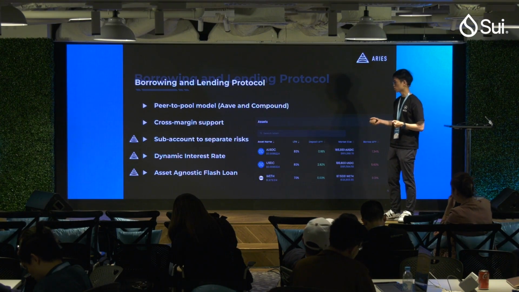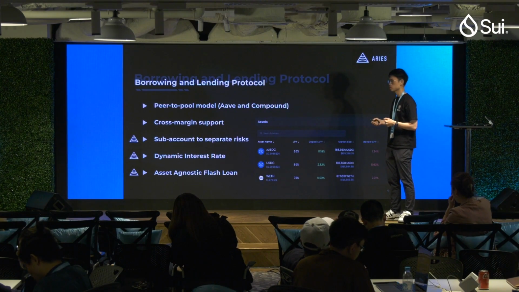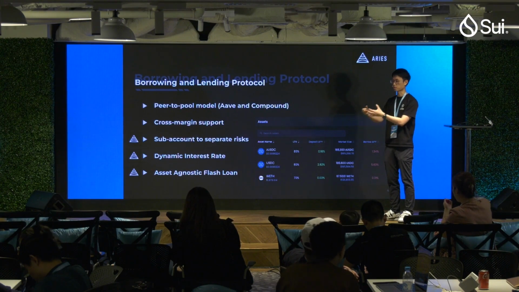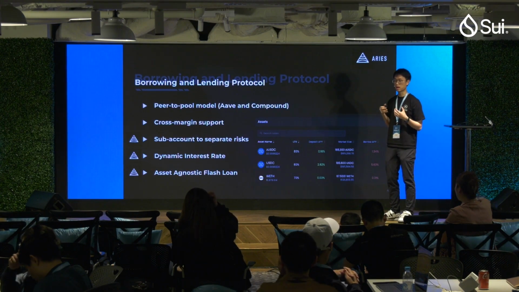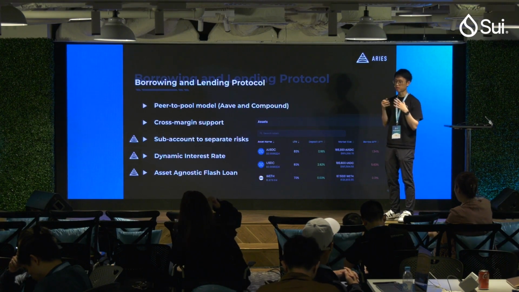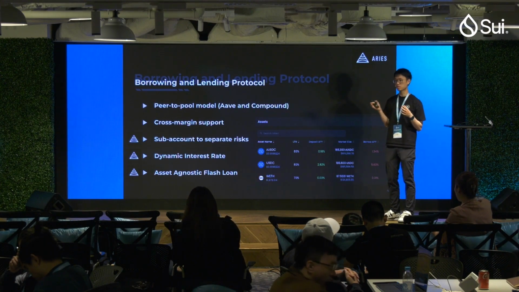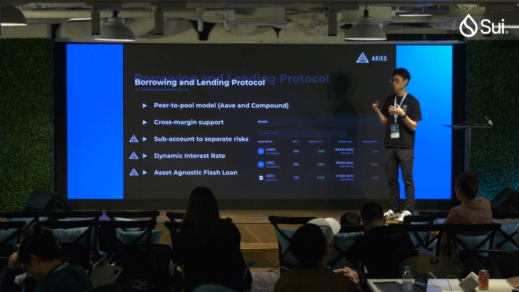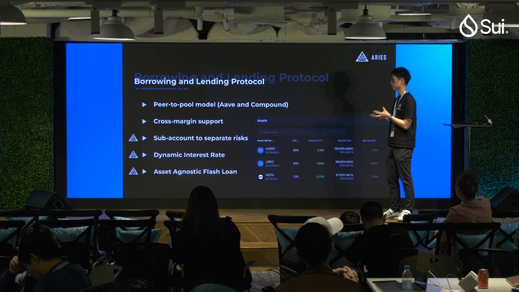And finally, we support asset-agnostic flash loans. So with an asset-agnostic flash loan, when you take a flash loan from the protocol, you borrow one asset and you can actually repay a different asset. That's quite useful when you do arbitrage. And technically, it will allow us to use flash loans to liquidate all of the bad debts.